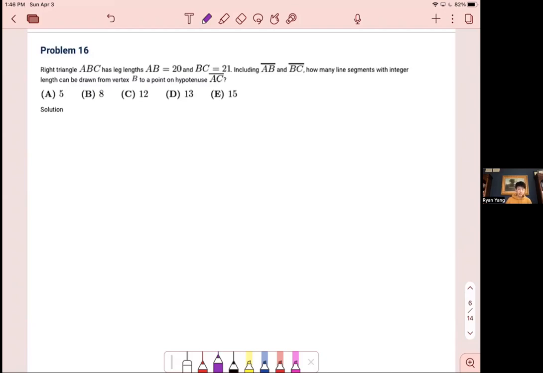Right triangle ABC has leg lengths AB equals 20 and BC equals 21. So the right angle is at B. I'll draw this to scale. Triangle B, A, B, C. So right triangle ABC has leg lengths AB equals 20 and BC equals 21, including AB and BC.